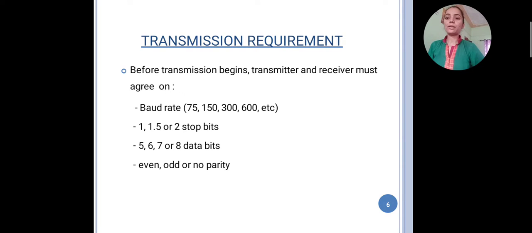Transmission requirement. To transmit the data, there are certain requirements for transmission of the signal. Before transmission begins, the transmitter and receiver must agree on the baud rate. The baud rate can be 75, 150, 300 and 600, etc. Also 1, 1.5 or 2 stop bits, 5, 6, 7 or 8 bit data, and even, odd or no parity.